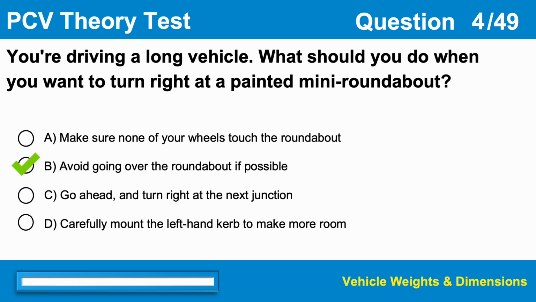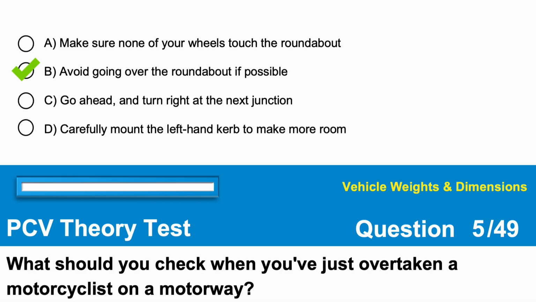The correct answer is B. When turning at a mini roundabout, it's unlikely that you'll be able to avoid going over the marked area. You should, however, avoid going over the roundabout where possible.